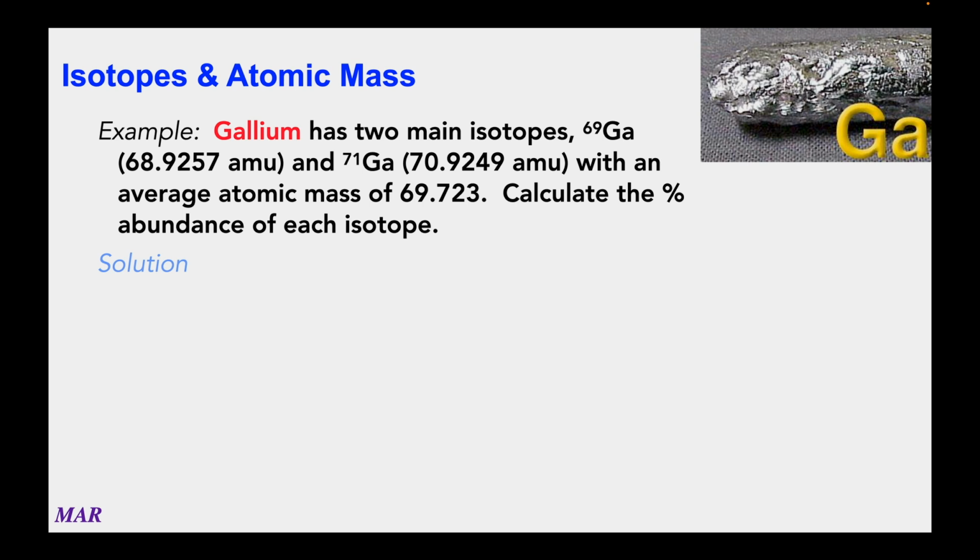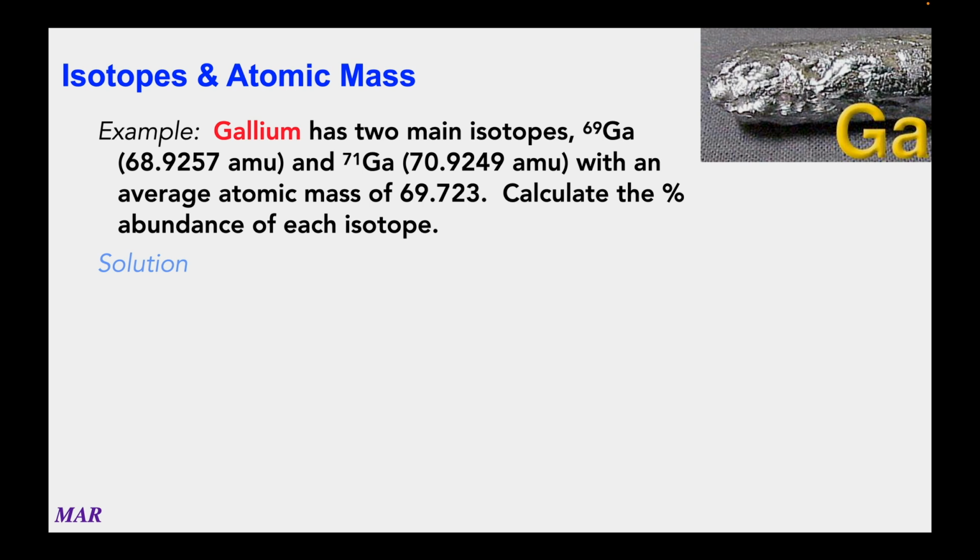Now, here's a question you might run into. Gallium has two main isotopes, gallium-69 and gallium-71, and you can see the masses there. The average atomic mass, i.e. the value from the periodic table for gallium, is 69.723. You can use this information to calculate the percent abundance of each isotope, and this works as long as you only have two isotopes.